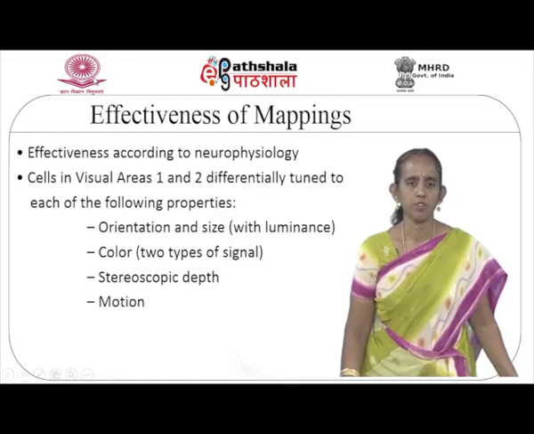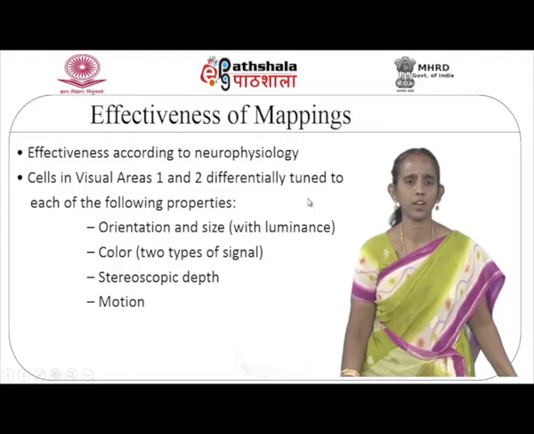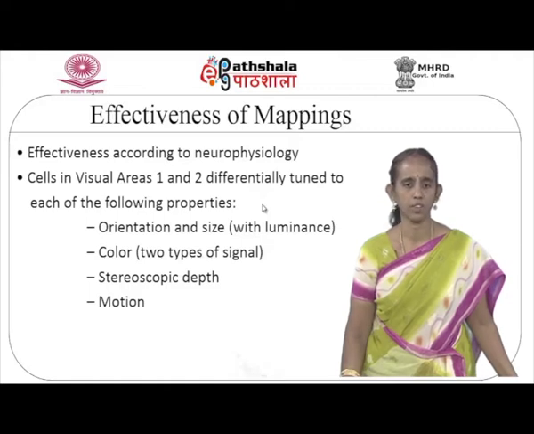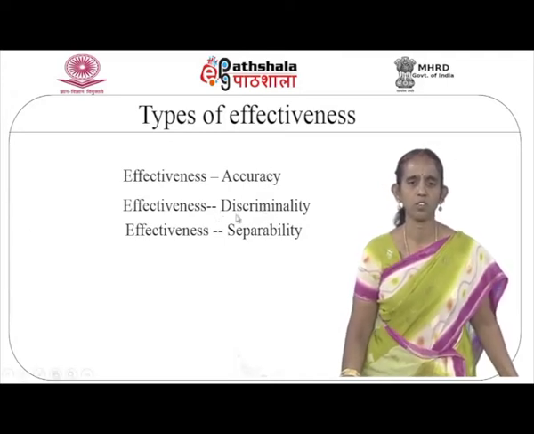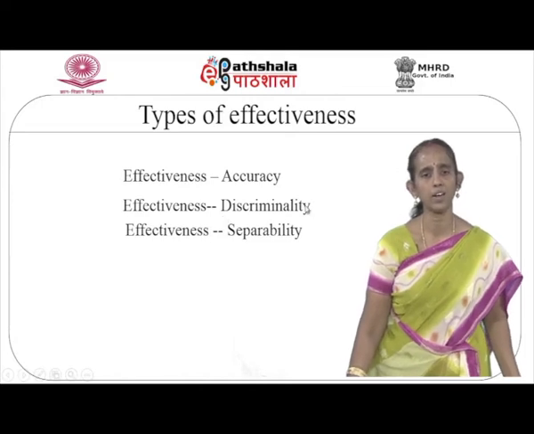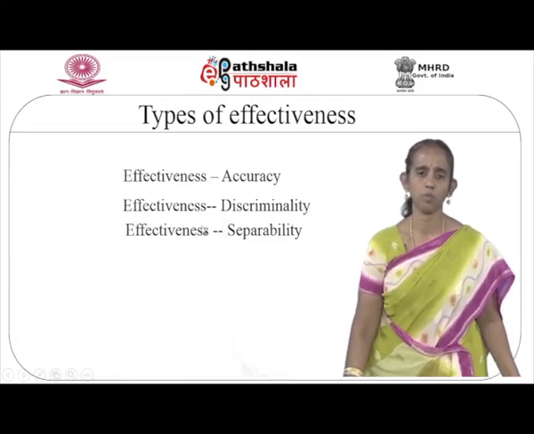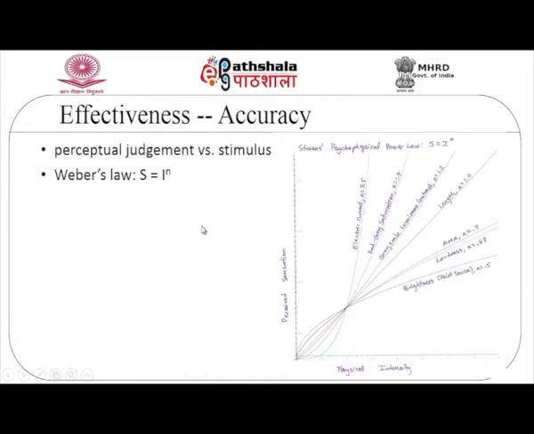So if you consider the effectiveness of mappings, we can have cells in the visual areas which are differently tuned to each of the following properties, that is orientation and size with respect to the luminance, color with the two types of signals, stereoscopic depth information and motion information. So there are types of effectiveness, that is accuracy. Effectiveness also talks about discriminability. Effectiveness also talks about separability of two different data as such.